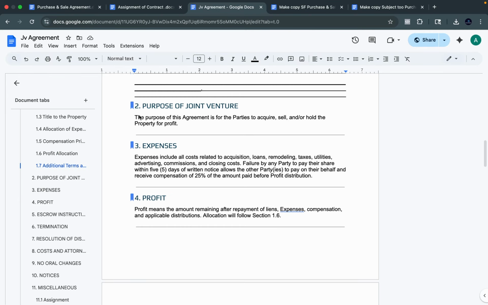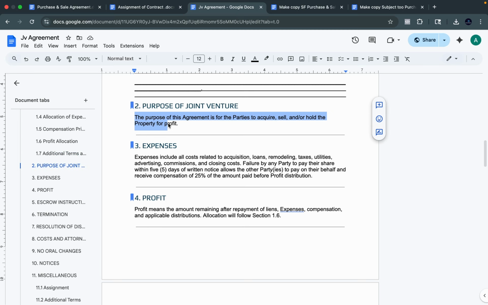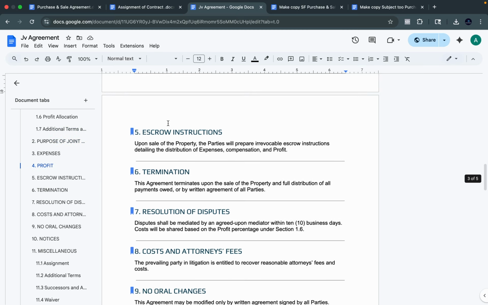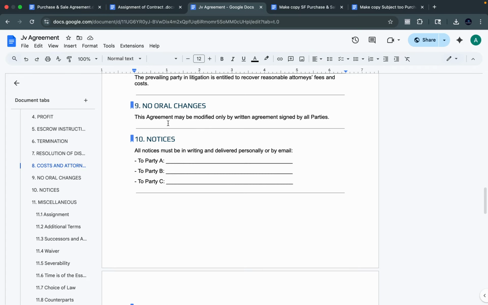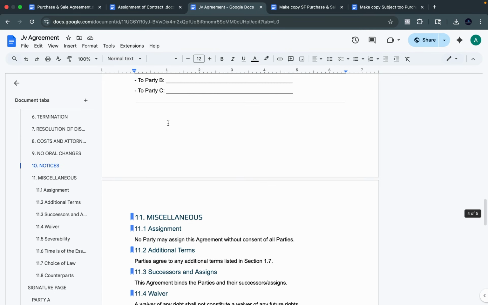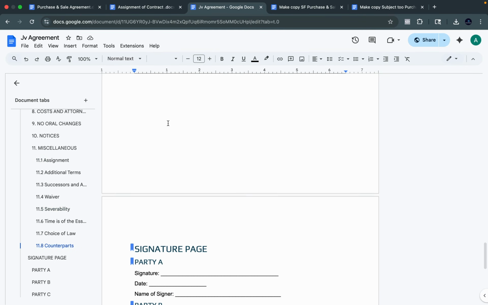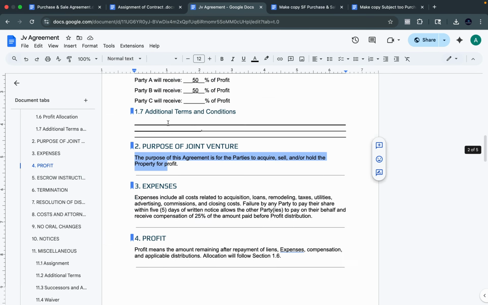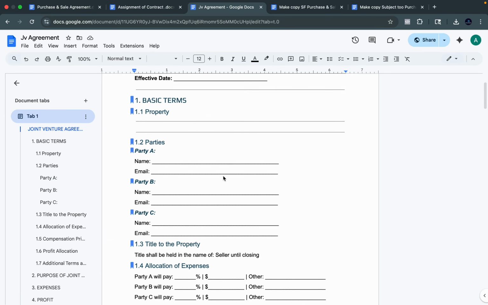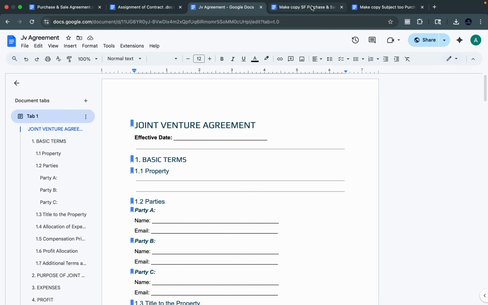Some of this stuff is pretty straightforward. Again, I implore all you guys to look this over, read it, understand it. Make sure you understand what you're sending out, and not just sending out anything because I'm telling you to send it out, right? But yeah, for the most part, this is pretty simple and straightforward.